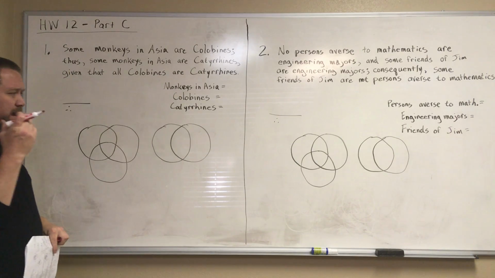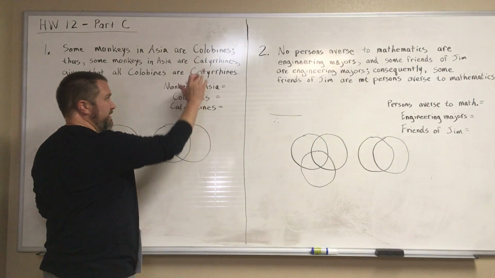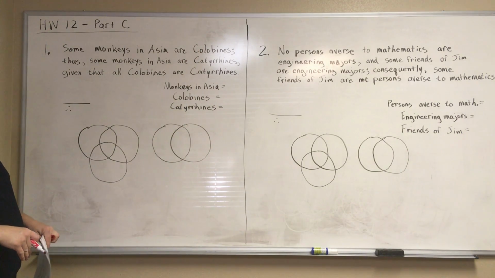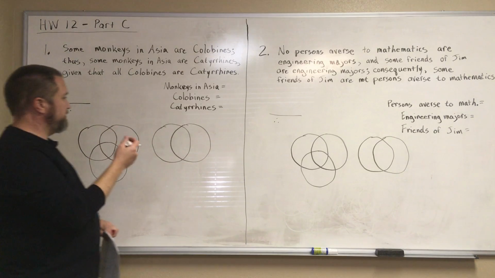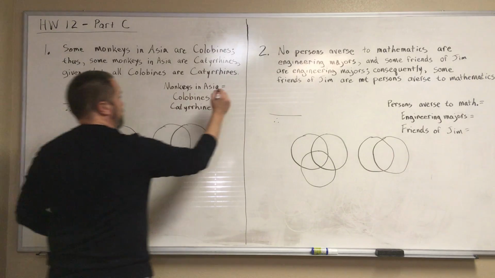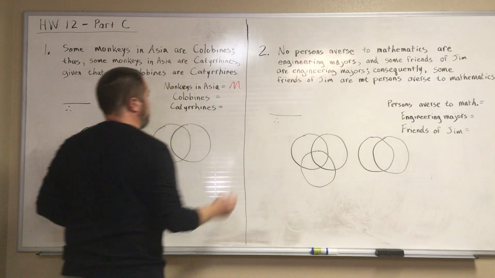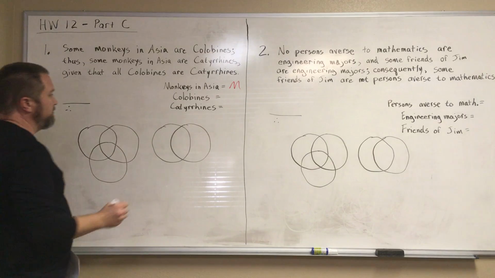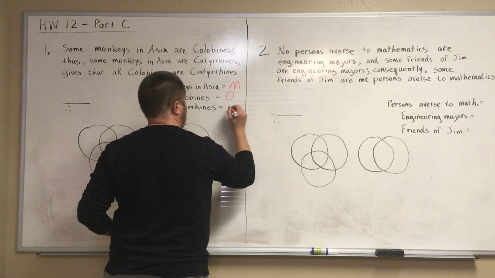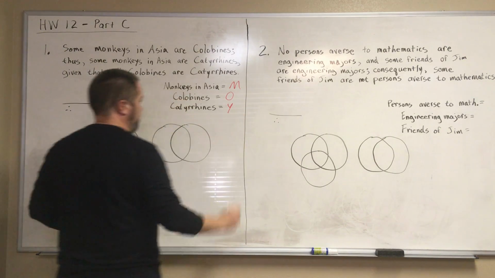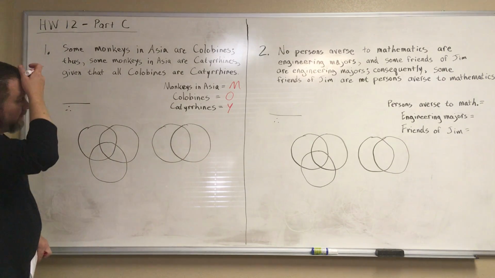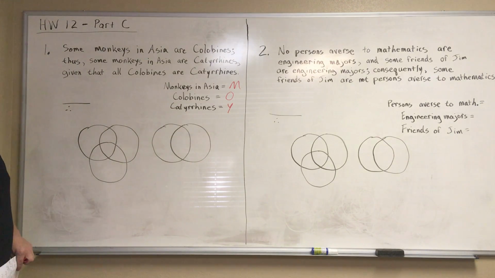You can do this in your head, but I find it helpful to have a little key on the side, especially with so many confusing terms, like the 2 C's, so you don't get confused. We'll use M for monkeys in Asia, O for Columbines, and Y for Catarines.